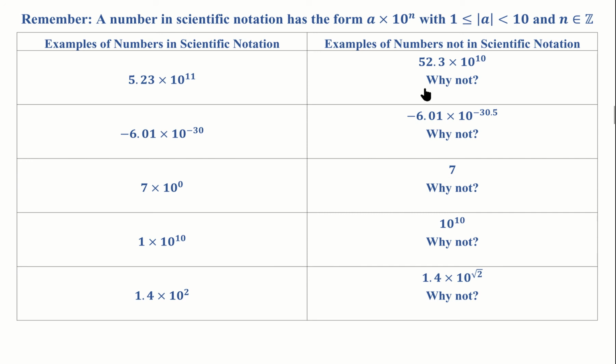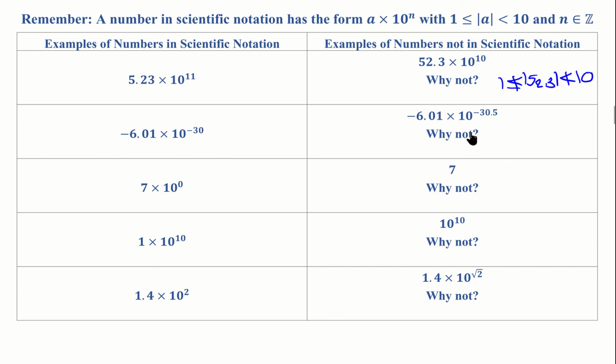Now these numbers are not in scientific notation, and we'll talk about why not. Well, here we can of course see the failure is 52.3. The absolute value of 52.3 is not between 1 and 10. So instead of putting is between, we put a little bar like that. So the way you would read this is you would say the absolute value of 52.3 is not between 1 and 10.